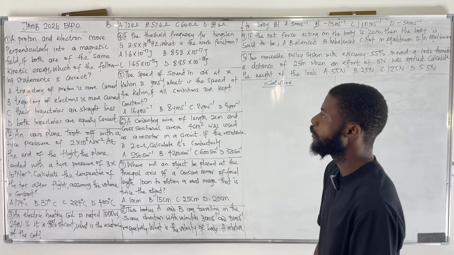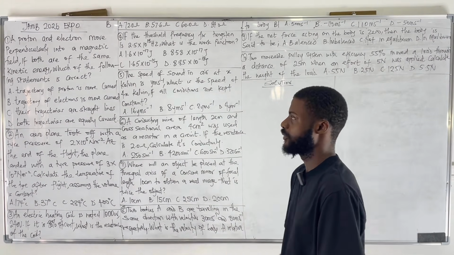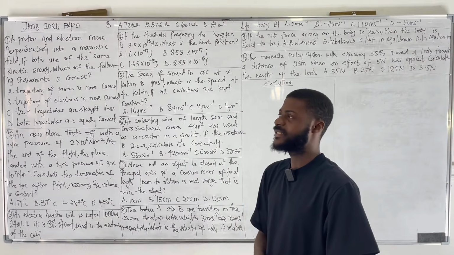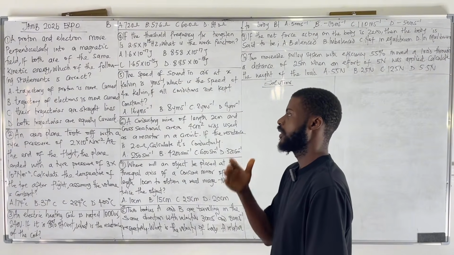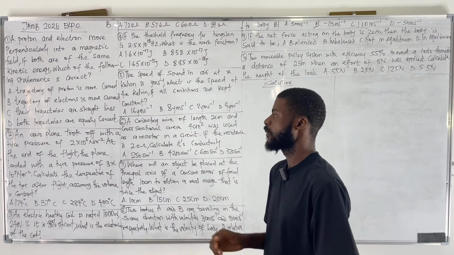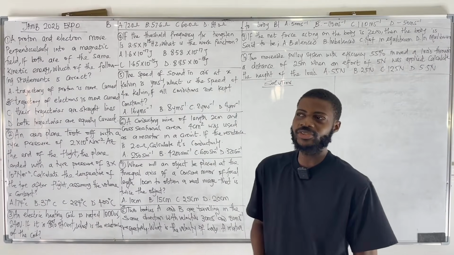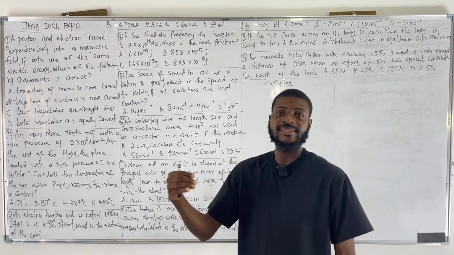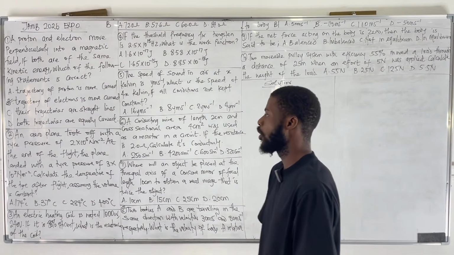So this question says, a proton and electron move perpendicularly into a magnetic field. If both have the same kinetic energy, which of the following statements is correct? A, the trajectory of the proton is more curved; B, the electron is more curved; C, trajectories are straight lines; D, they are equally curved. Well, the answer is going to be B, because when it comes to trajectories, an electron is much smaller. The radius is much smaller, so it is more curved. So the answer for that one is that the electron is more curved.